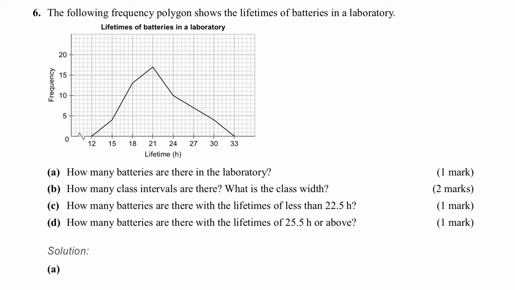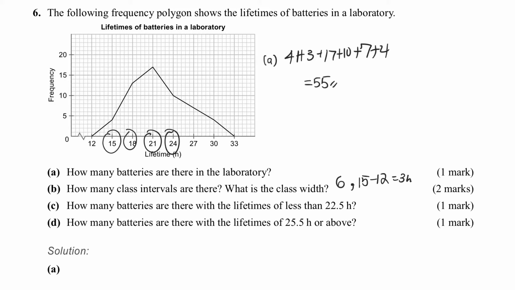So for A, basically you add them all together, which will give you 4 plus 13, and then you will have 17, 10, 7, and 4, which will give you 55 for A. And then you are going to see how many class intervals. There are 6 class intervals. And then what is the class width? That will be equal to 15 minus 12, which means 3 hours. So which 6 class intervals?